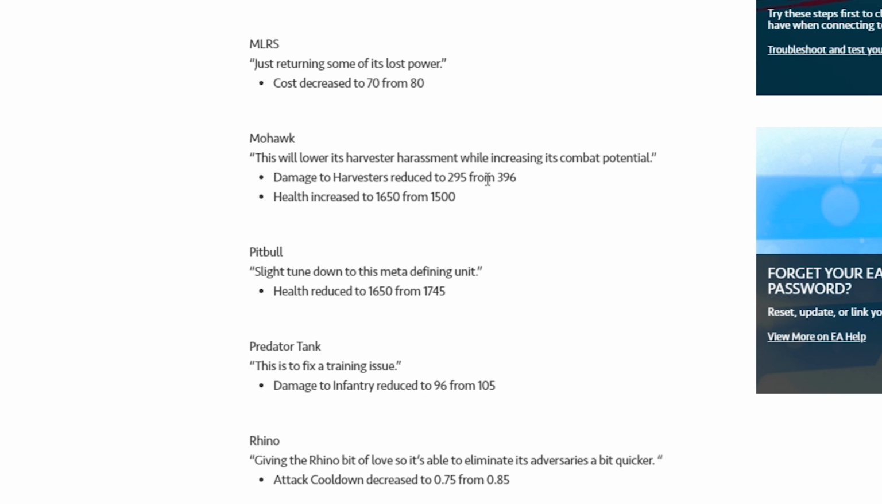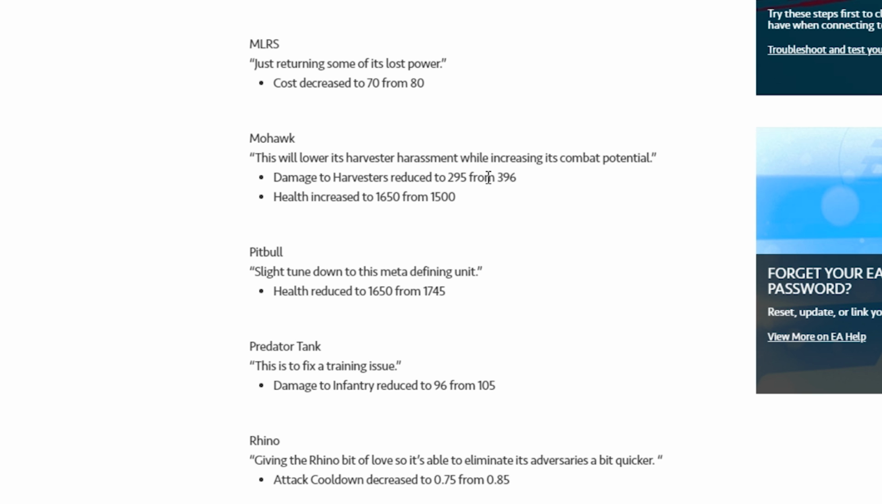Mohawk, damage to harvesters reduced by about 100, so that's a pretty significant harvester reduction, and health increased from 1500 to 1650. I don't know if this changes too many of the matchups. I think it just means they might take one extra shot from a pit bull to kill. I think they'll still lose 2v1 to pit bulls, and this does mean you can no longer hardcore boost your Mohawk and take the harvester down really quickly, which a lot of people did with Mohawks.